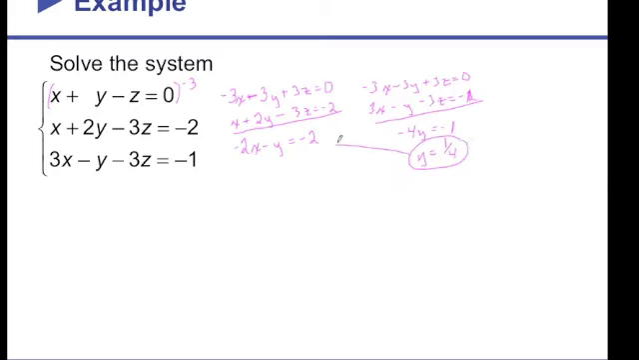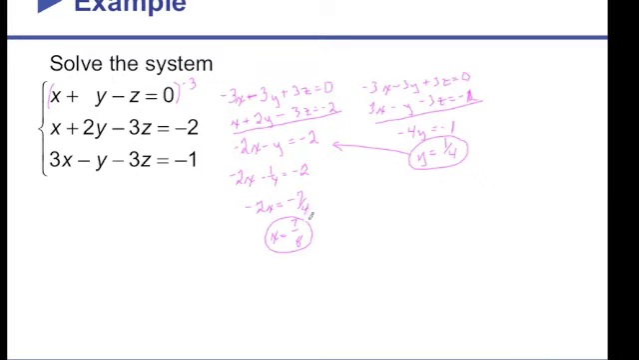Let's take that value and fill it in this equation. So negative 2 times x minus my y at 1/4 equals negative 2. So negative 2x, adding 1/4 to both sides, my negative 2 would be negative 8/4 plus a 1/4 will be negative 7/4, and divide that by 2, it will be 7/8. So x equals 7/8.